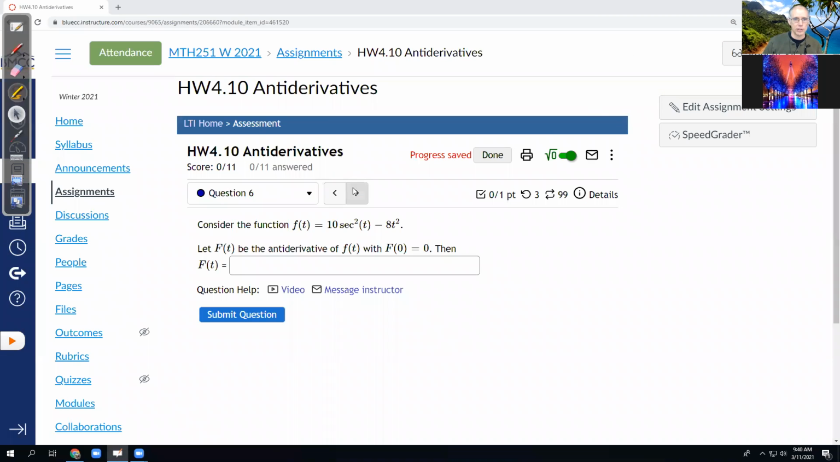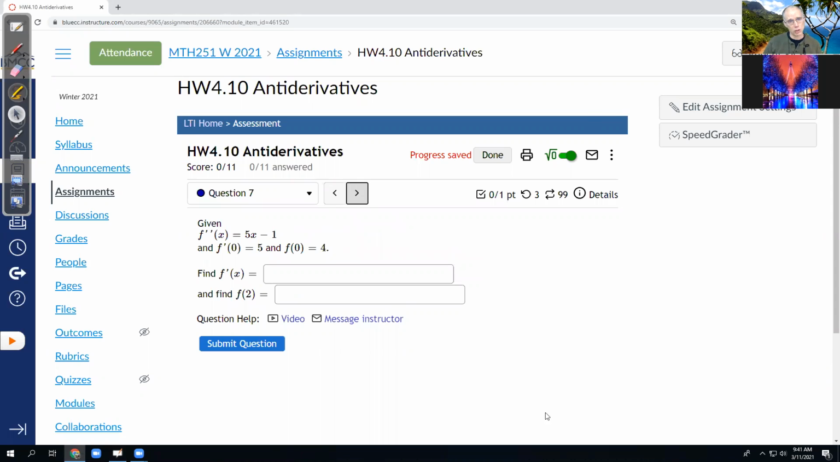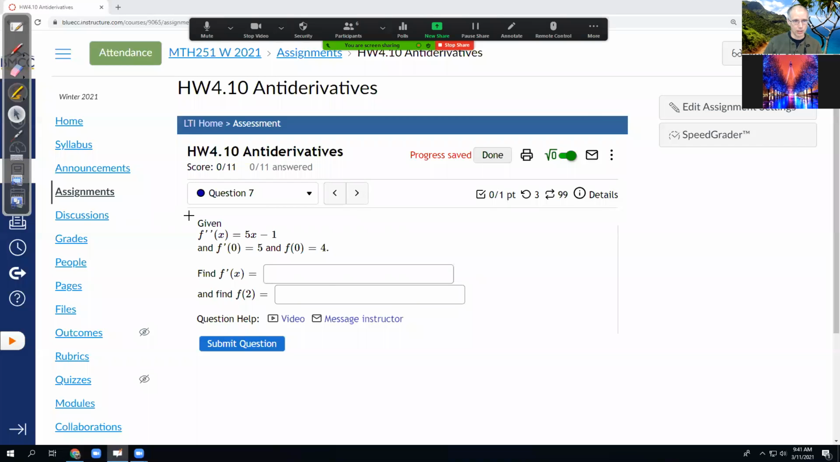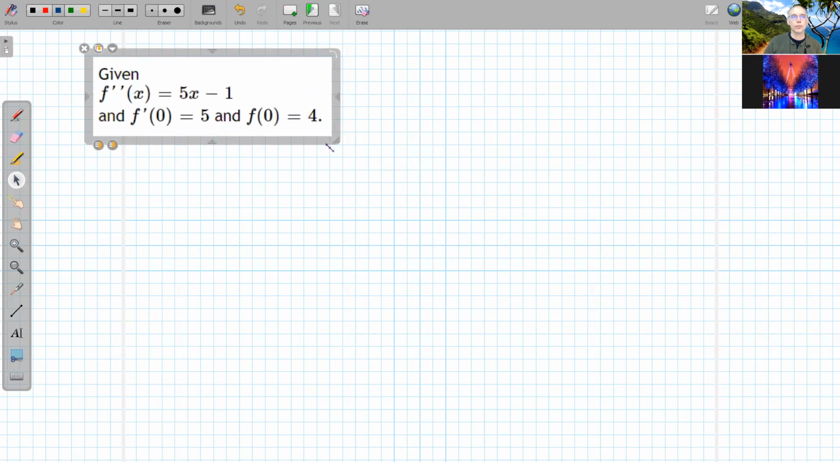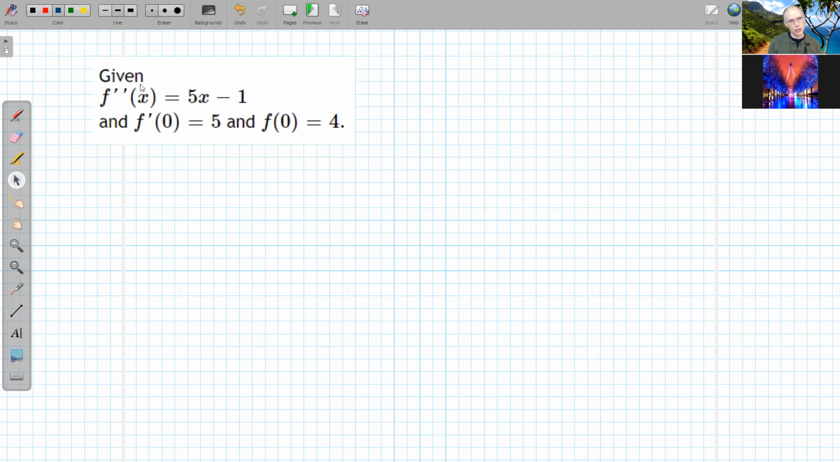All right, let's try another one. So this one right here, we have 2 derivatives going on, and notice they gave me 2 pieces of information there. So let's try this one. All right, so for this one right here, they're giving me the second derivative. So then the first derivative, f prime of x, should be equal to the antiderivative of that second derivative there. So 5x minus 1 with respect to x.